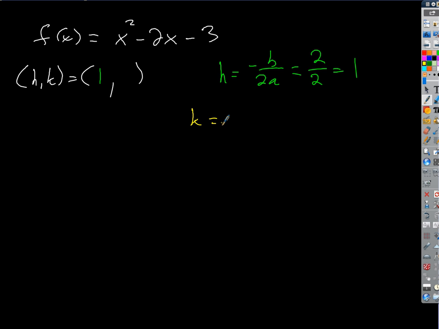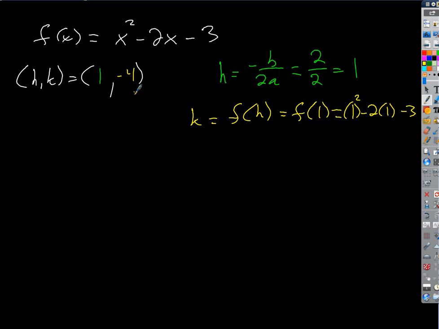So what do we do? How do we find k? Plug it in. Yeah, it's f of h, right? Because k is the y value of the vertex. To find a y value, we plug in the x value into the function. So we get f of 1, and what's that going to give us? 1 squared minus 2 times 1 minus 3. So 1 minus 2 is negative 1, and then negative 1 minus 3 is negative 4.